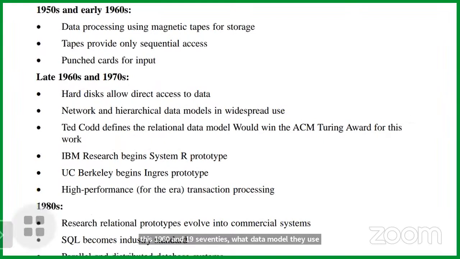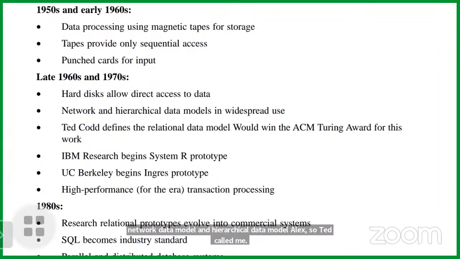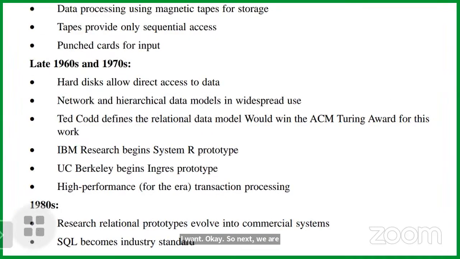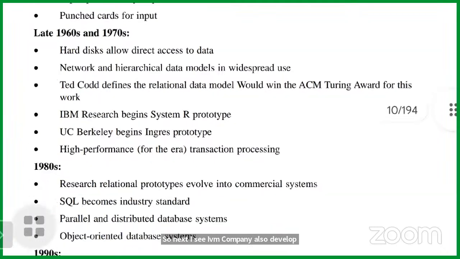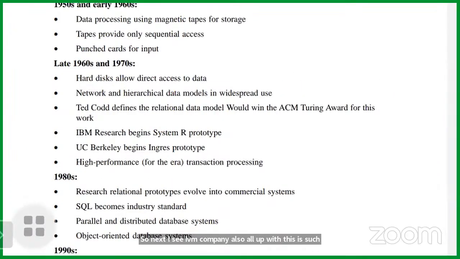Ted Codd is a scientist who developed the DBMS. He developed the relational data model and won the ACM Turing Award for this work. So he got an award also, the ACM Turing Award. Next, IBM Research began a system or prototype. The IBM company also researched this prototype.